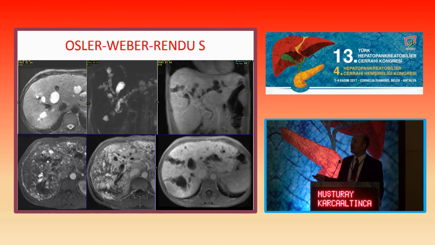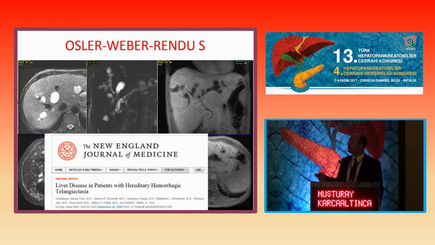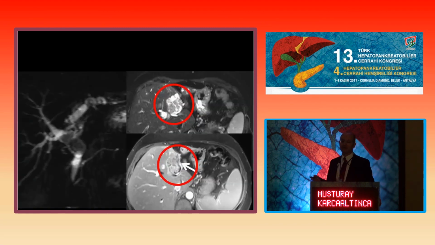This was a patient from my fellowship in the United States, and you can see that the imaging findings are very typical. The patient underwent transplantation in 2 days, and she did well after the transplantation, because liver involvement in these patients has a dismal prognosis. And this is the article describing these.